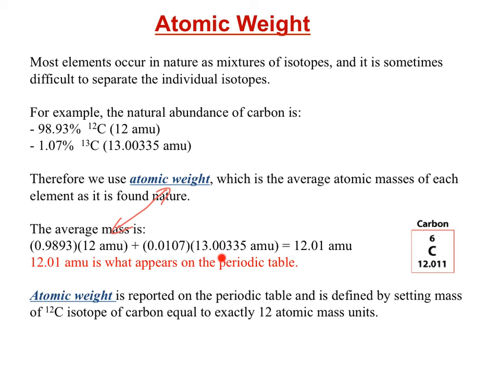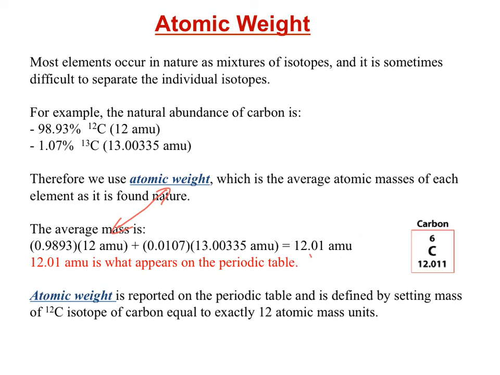We could then add that to the other isotope, which is about 1%, where we get rid of the percent sign by dividing by 100, and then multiply it by the atomic mass units for the carbon-13 atom. What we get is the average atomic mass, or the atomic weight. And what we find is 12.01 atomic mass units.